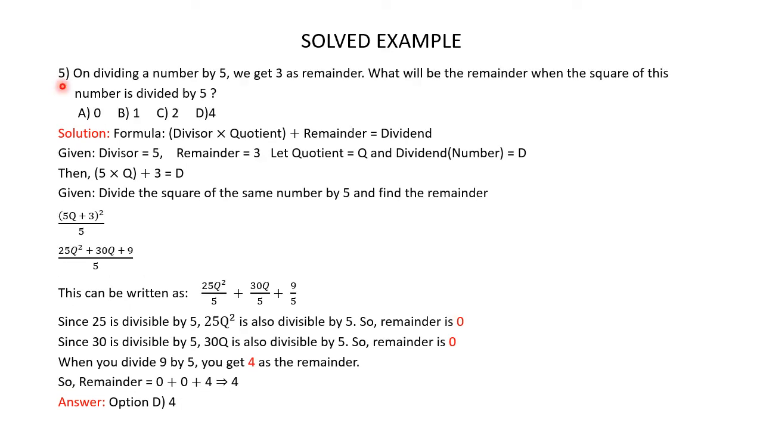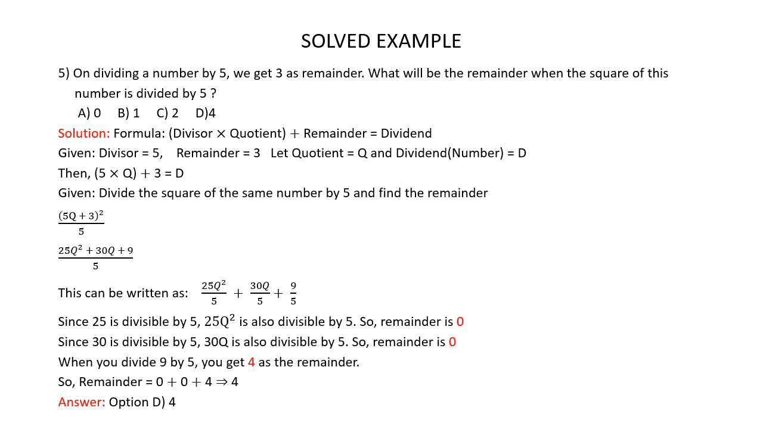Question 5. On dividing a number by 5, we get 3 as the remainder. What will be the remainder when the square of this number is divided by 5? So this means that a number when divided by 5 gives 3 as the remainder. Now we have to square the same number and divide it by 5 and find out what the remainder is.